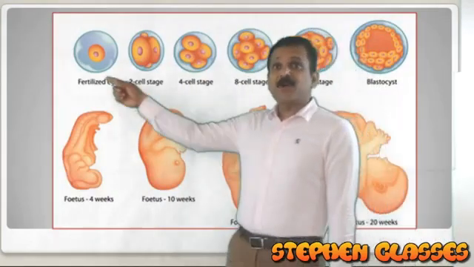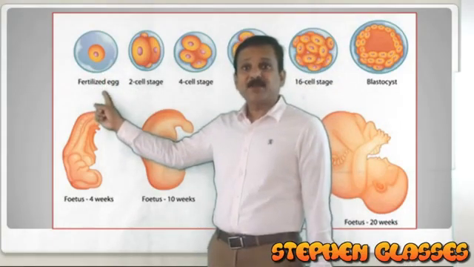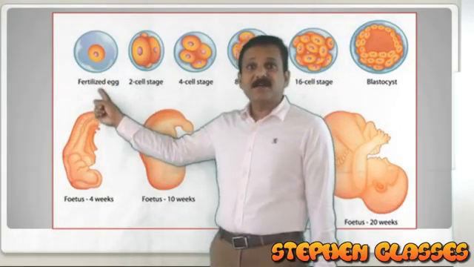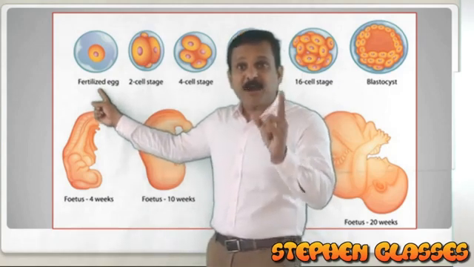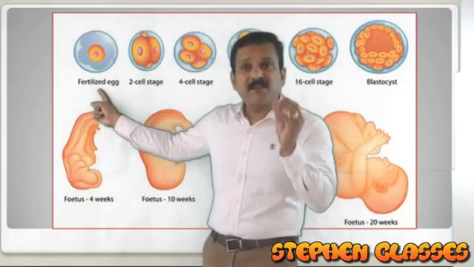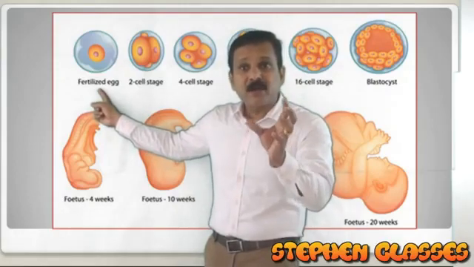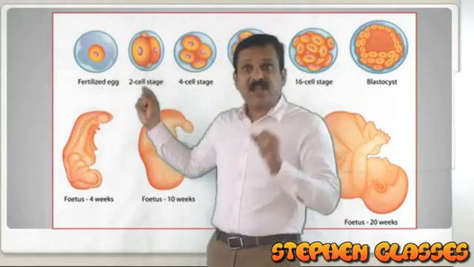Okay, I told you about the zygote. Zygote is actually a fertilized egg. This fertilized egg will undergo repeated mitotic divisions. What is the term for repeated mitotic divisions happening in the zygote, starting from the zygote? Yes, that is called cleavage.